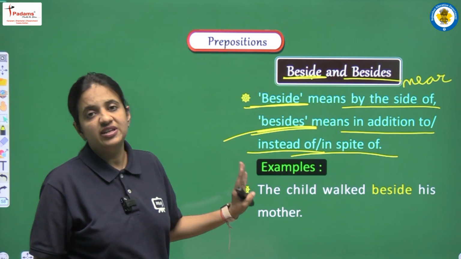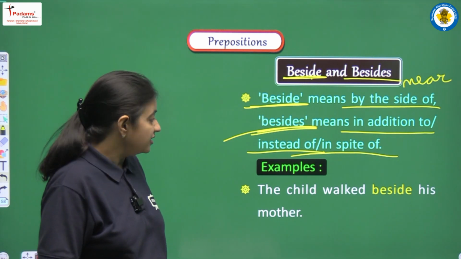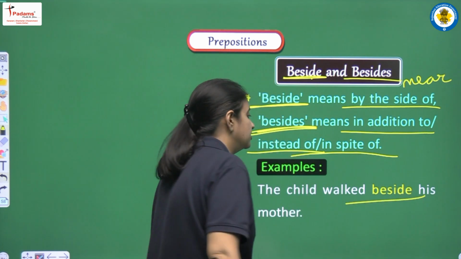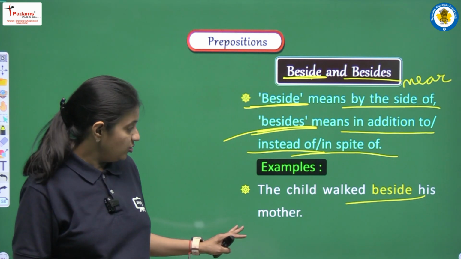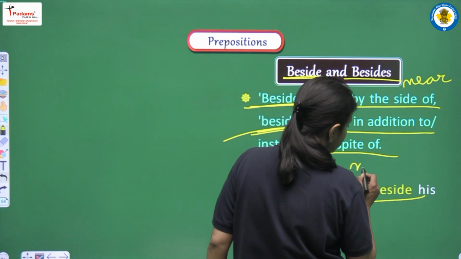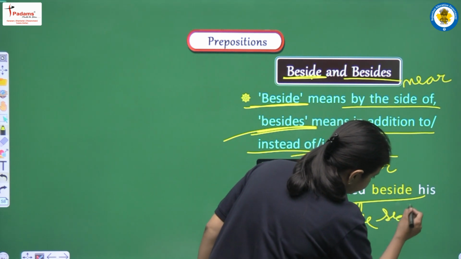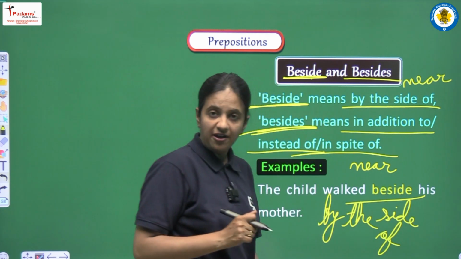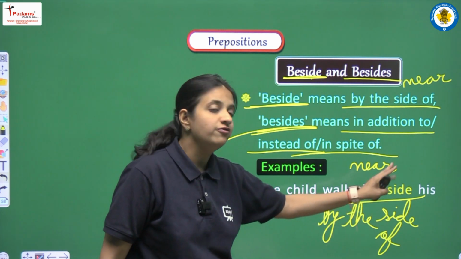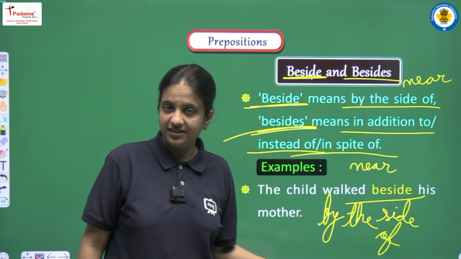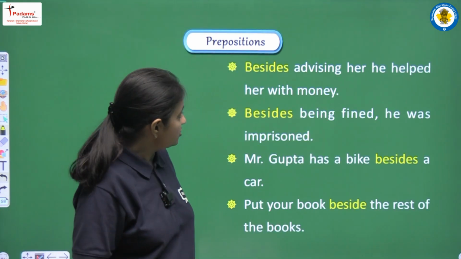Okay, so now we have some examples to clear the meaning, or we can say to clear the difference between these two prepositions. So let's see, the child walked beside his mother. So in this sentence we have beside here. What we are trying to say is that there was one child and he walked near his mother, or we can say by the side of his mother. These are the meanings that we have with the use of beside. So when we have beside in a sentence, then we can have a meaning of near, or by the side of. Clear?